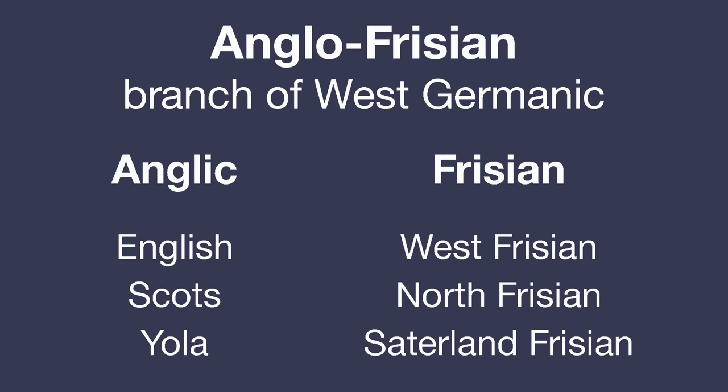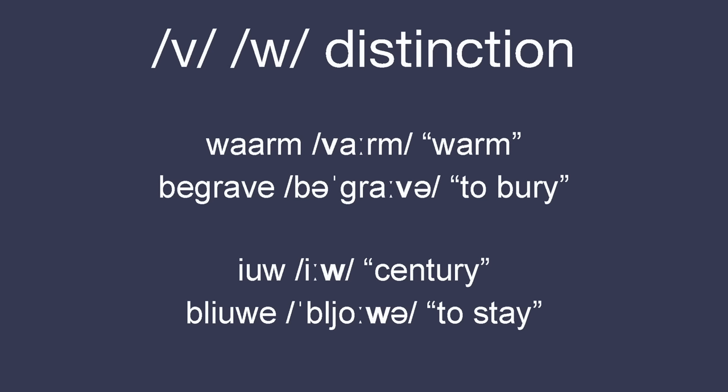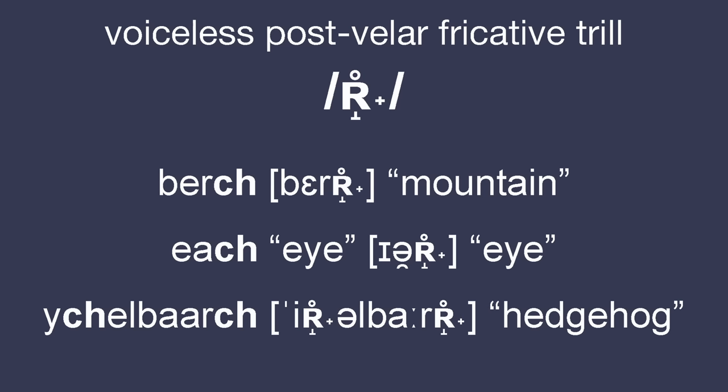All the Frisian languages are a part of the Anglo-Frisian sub-branch of West Germanic, which also includes English, making them closely related. Frisian has a distinction between V and W, and has a voiceless post-velar fricative trill, which is between velar and uvular, and pronounced both as a fricative and voiceless.